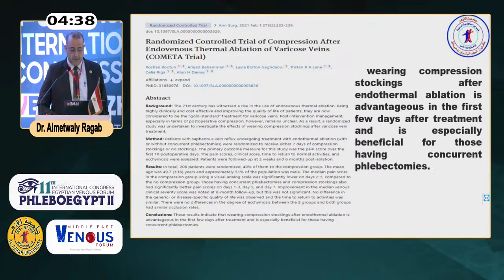Button et al., in a randomized controlled trial on the effect of compression after endovenous thermal ablation of varicose veins, concluded that wearing compression stocking after endothermal ablation is advantageous in the first few days after treatment and is especially beneficial for those having concurrent phlebectomies.